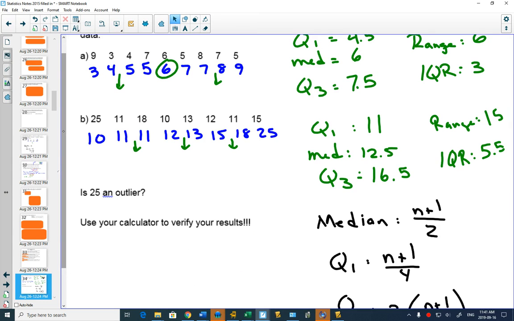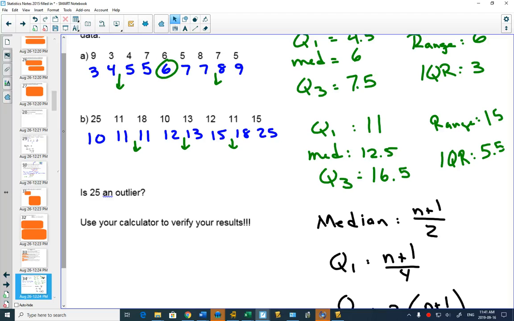So when the numbers are small, these formulas, you probably don't need them because you have your list of data. But when numbers get bigger, especially if you have a grouped frequency table, that's going to be helpful for figuring out quartiles and medians. Is 25 an outlier?